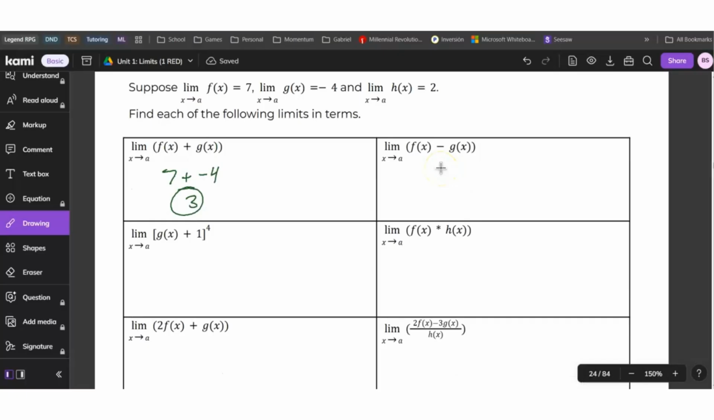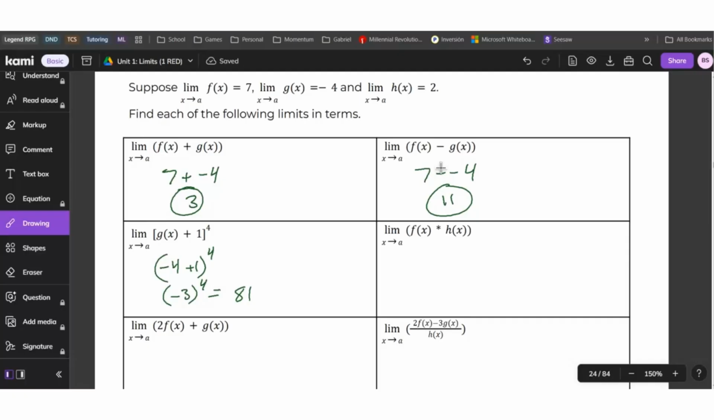All right, then for the next one here, it was 7 minus -4, so this one's going to be 11, okay? Next one, -4 plus 1 to the power of 4, which is going to be -3 to the power of 4, which all the way goes to what? 81. Good, Matthias got it. Yeah, 81.